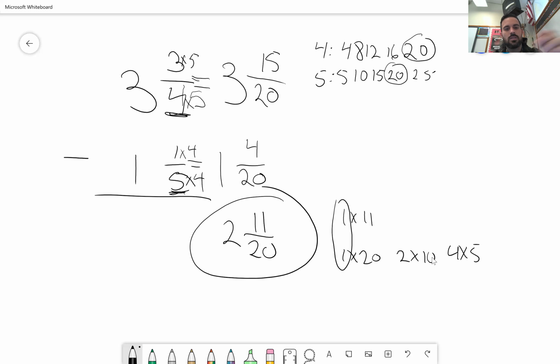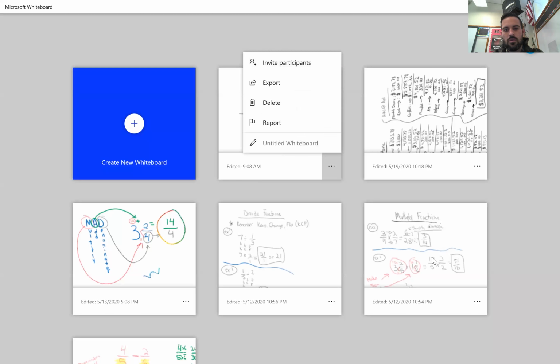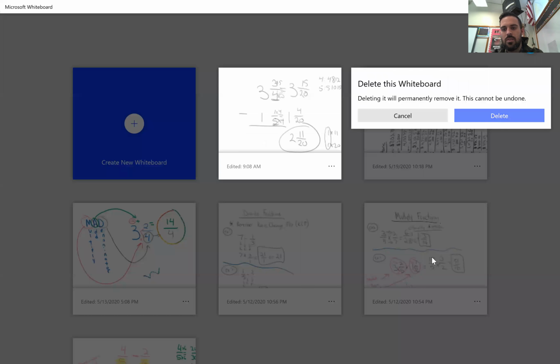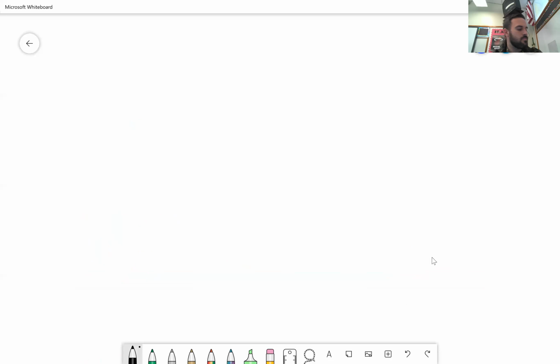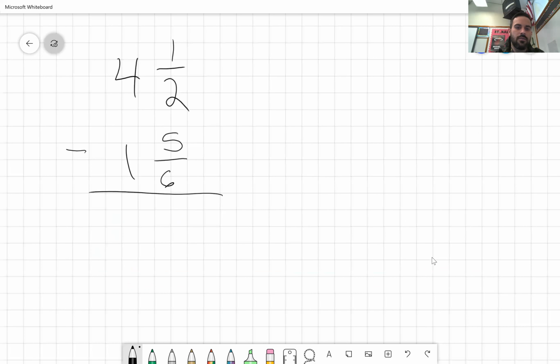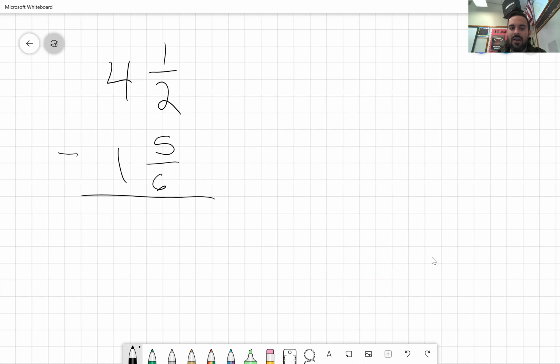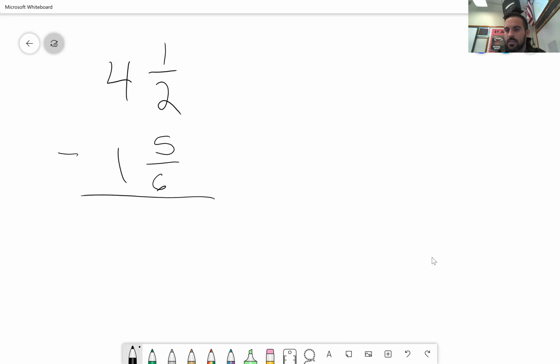Now let me erase the board. All right, and then let's do another example. What happens if we have this? What happens when I have 4 1/2 minus 1 5/6?